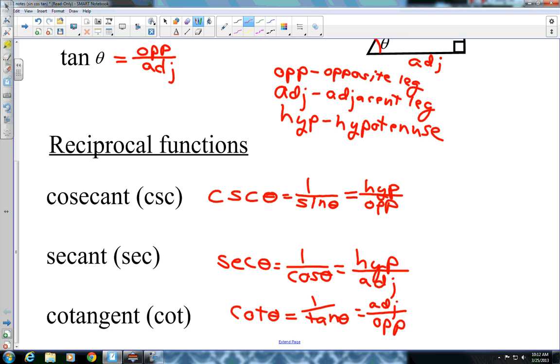Is that like a sign and an O at the end of it? A sine theta.